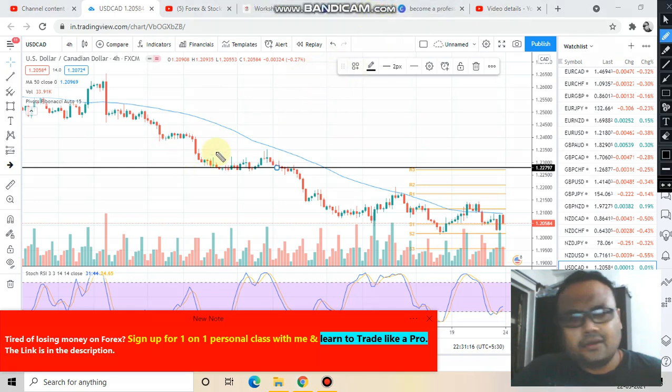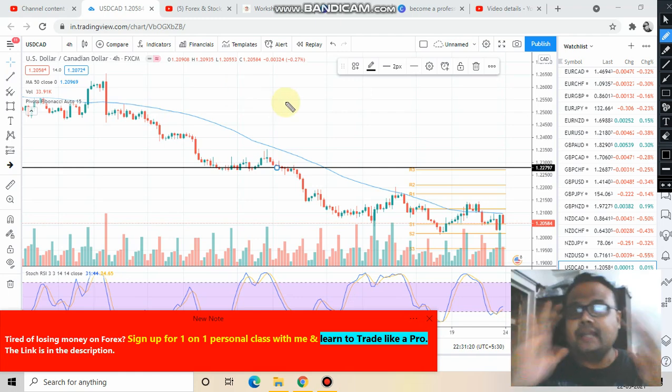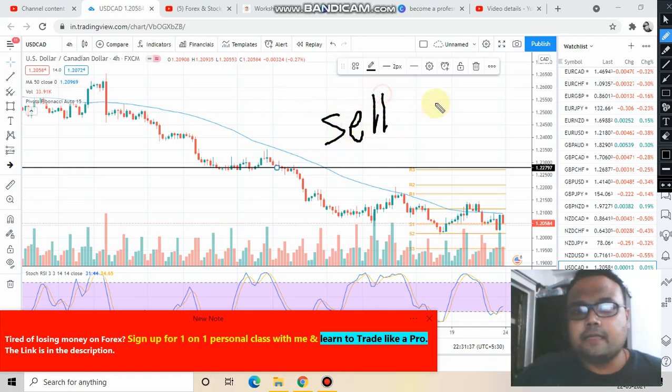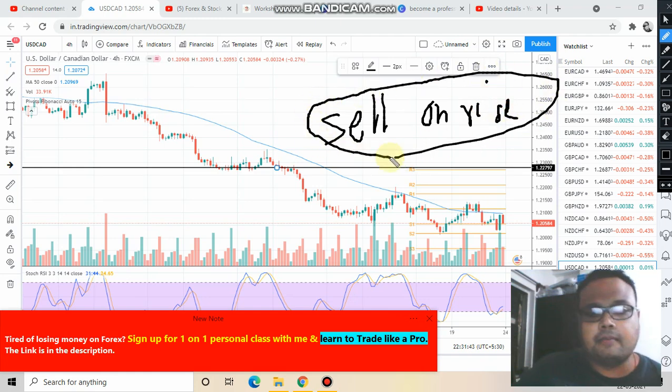Because we all know that whenever market is in a clean downtrend like this, then trading becomes very simple. We just need to find a resistance. Whenever market goes up, it will face resistance. When it reverses from there, just short the market, plain and simple. It's a sell on rise market.